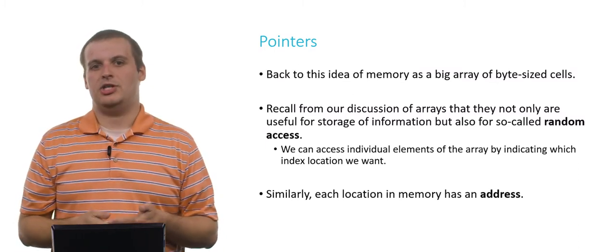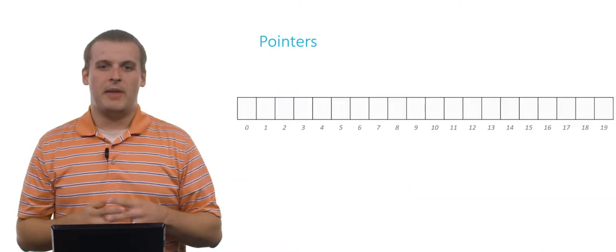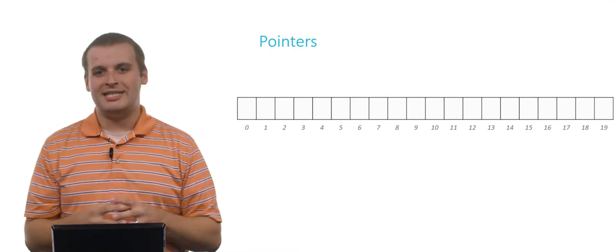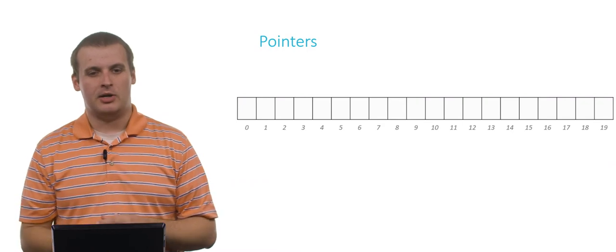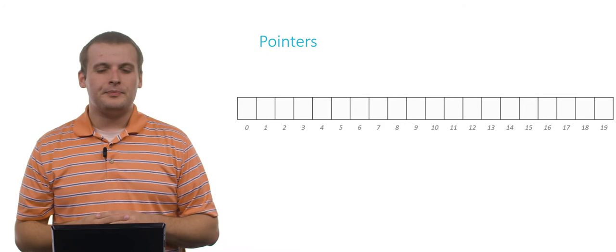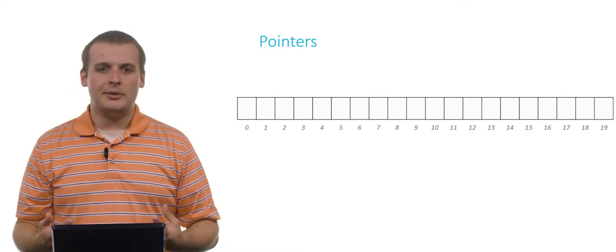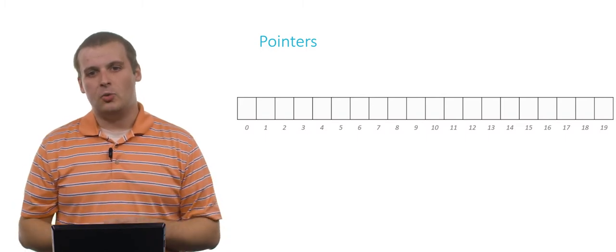Similarly, every location in memory has an address. So your memory might look something like this. Here's a very small chunk of memory. This is 20 bytes of memory, the first 20 bytes, because my addresses there at the bottom are 0, 1, 2, 3, and so on, all the way up to 19. And when I declare variables and start to work with them, the system is going to set aside some space for me in this memory to work with my variables.